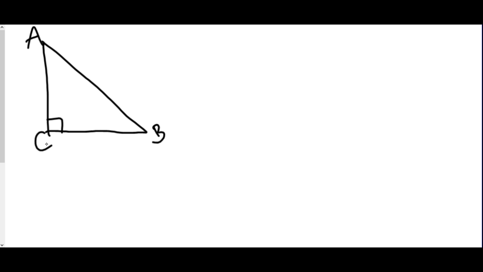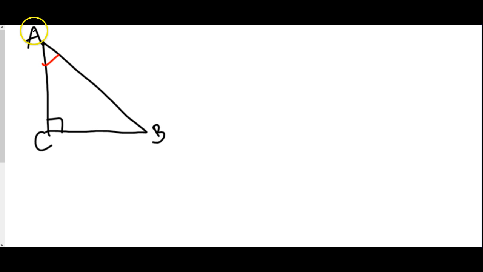So they have to tell us what angle to look at. So let's say we're looking at angle A. If we're looking at angle A, from there we have to decide how do the sides relate to angle A.